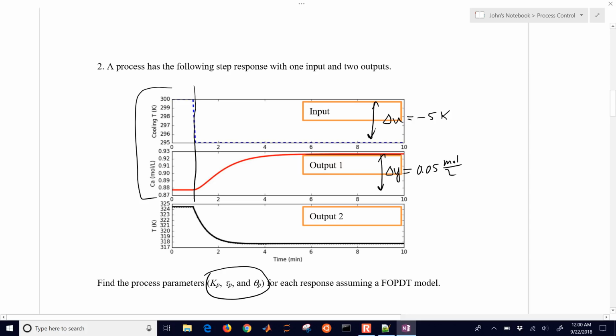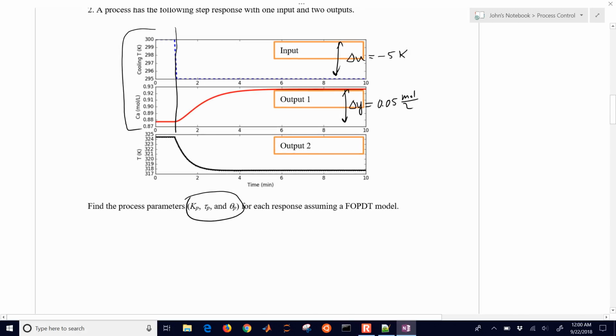So the first thing I want to do is come up with my gain. And my gain, for this first one, is just my delta Y1 over delta U. So it's 0.05 moles per liter divided by -5 Kelvin, or about -0.01 moles per liter per Kelvin. The next thing I want to do is come up with my dead time.